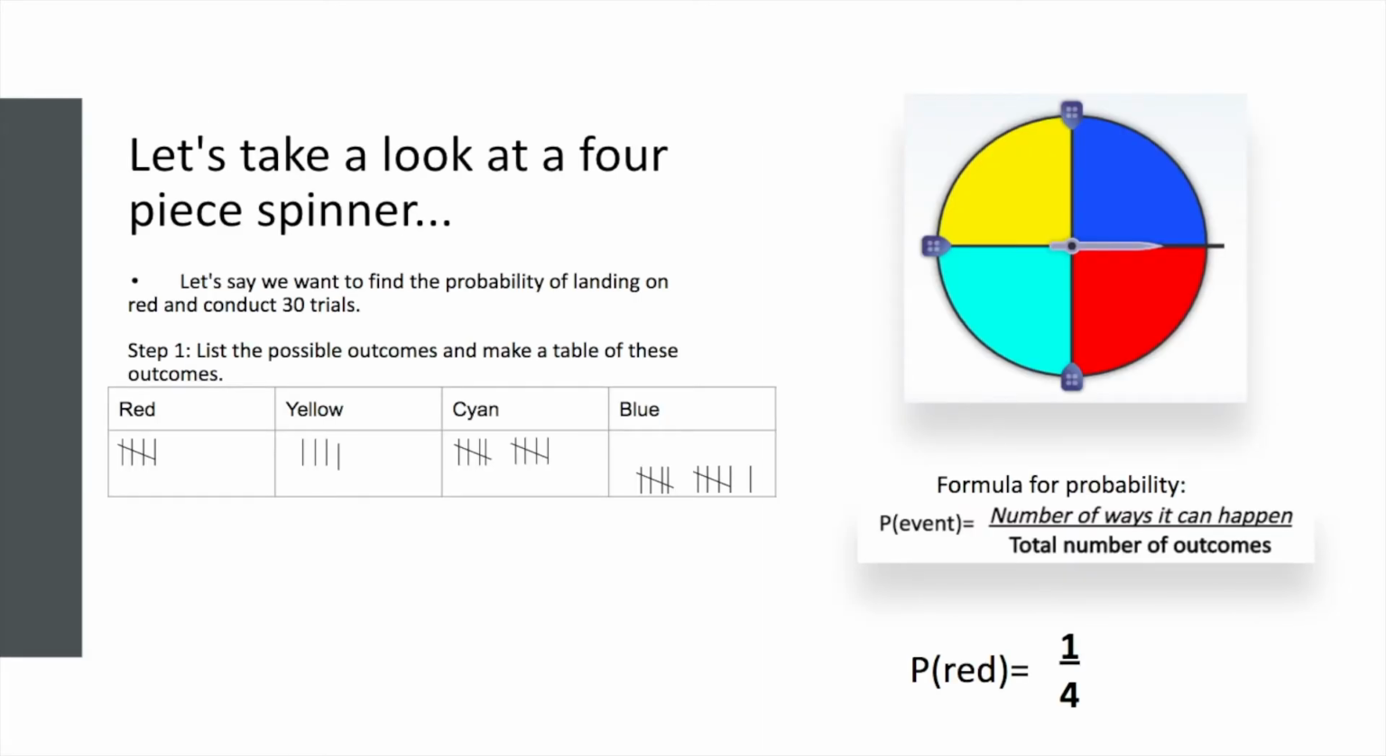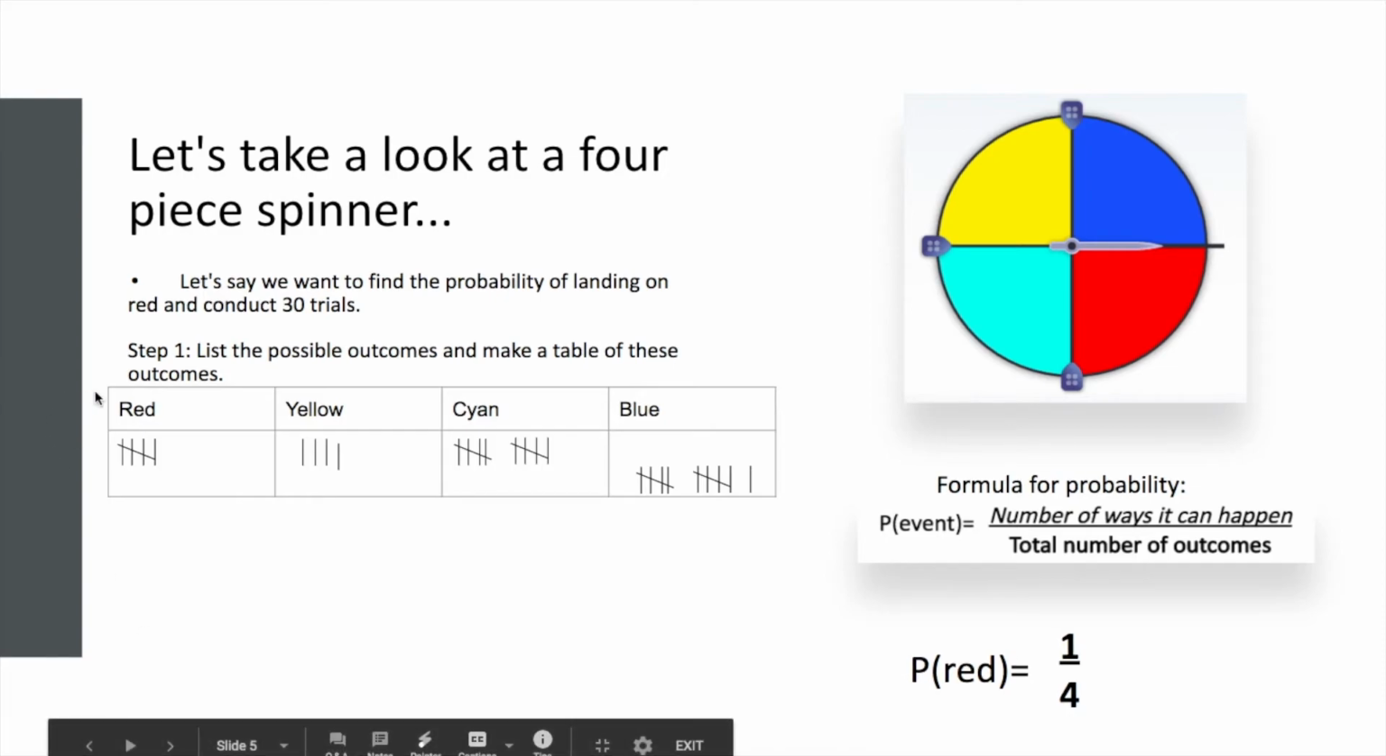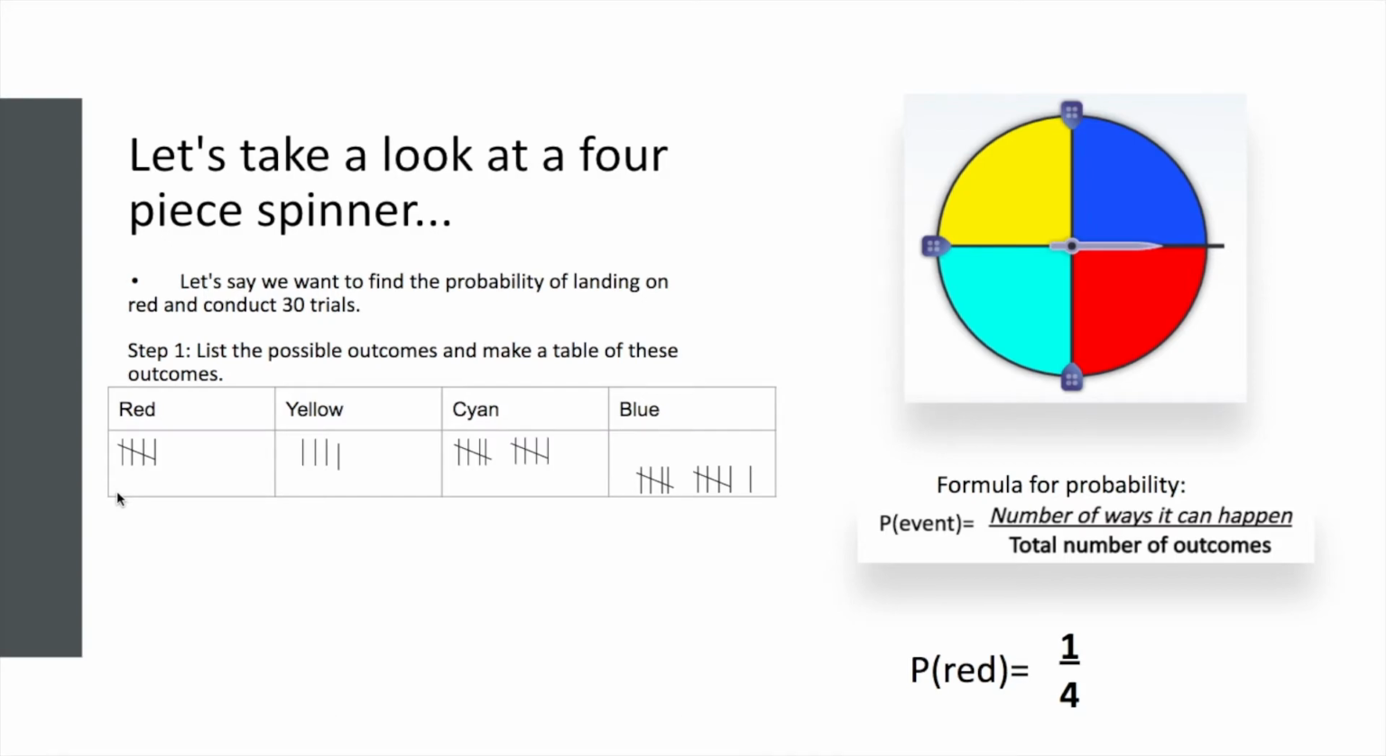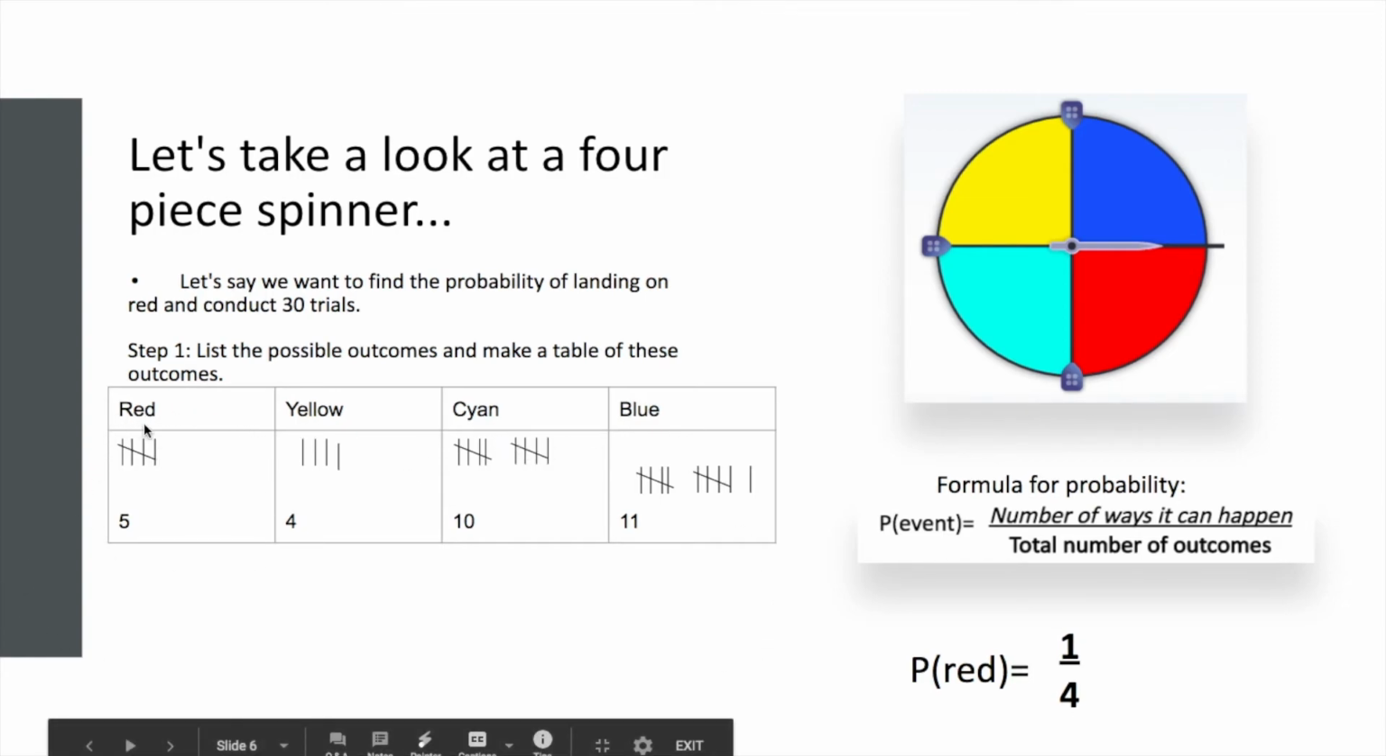So let's take a look at our results from the four-piece spinner here on our table that we created. It's really important when we are conducting an experiment, though it didn't show up on our spinner screen, that we make sure to tally our results. As we conduct each spin, we would create one line marking in the appropriate column depending on what event had happened during the spin. Then we can count up how many times we landed on each color and add that into our table here.